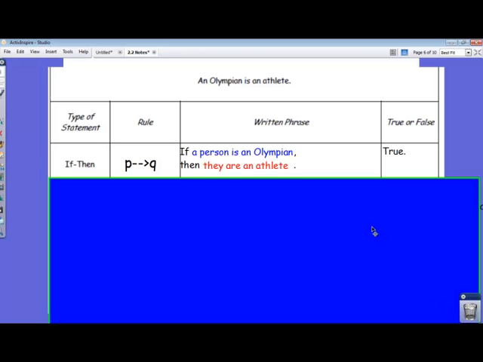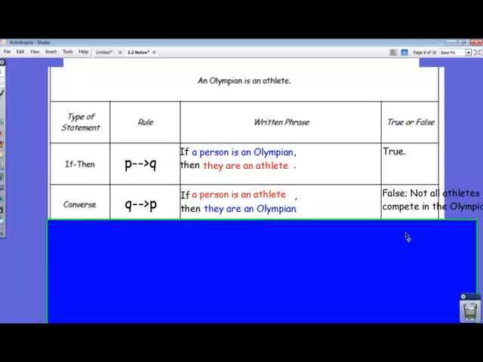Okay, so here's what you should have. For our if-then, we have if a person is an Olympian, then they are an athlete. This is true. All people that are Olympians are also athletes. For your converse, you have if a person is an athlete, then they are an Olympian. This is false. Not all athletes compete in the Olympics.